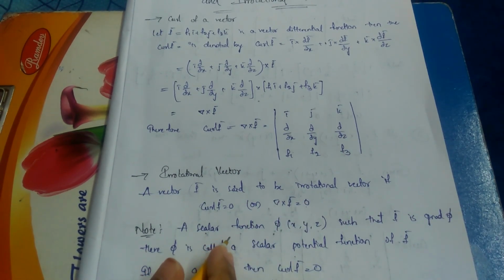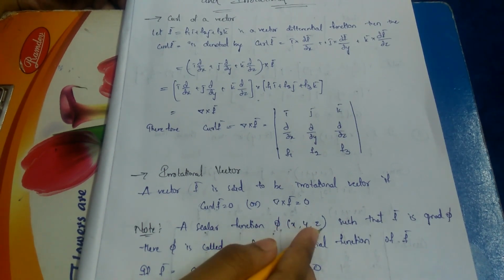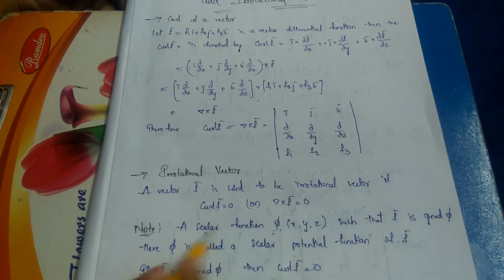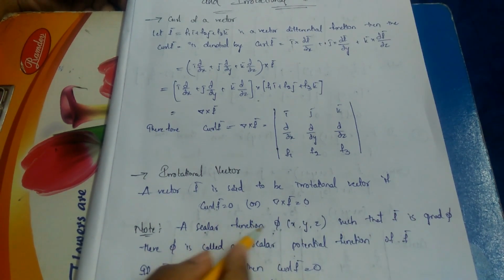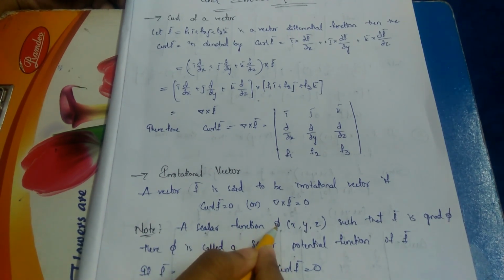And here we have a note point, that is a scalar function phi of x, y, z such that f bar is grad phi, and then phi is called the scalar potential function of f bar. So here we are taking a scalar function, that is phi. It means it is a scalar point function which consists of only x, y, z variables, and it doesn't consist of any vectors like i, j and k.